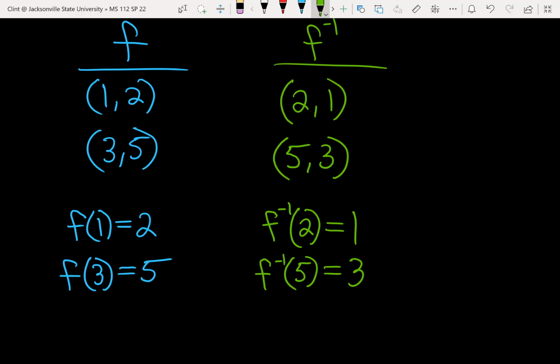So one thing that's nice to be able to do is check and see if a function does have an inverse or not. And the way we're going to talk about doing that is by looking at the graph. So if we look at the graph of a function, how can we tell if that function would have an inverse?